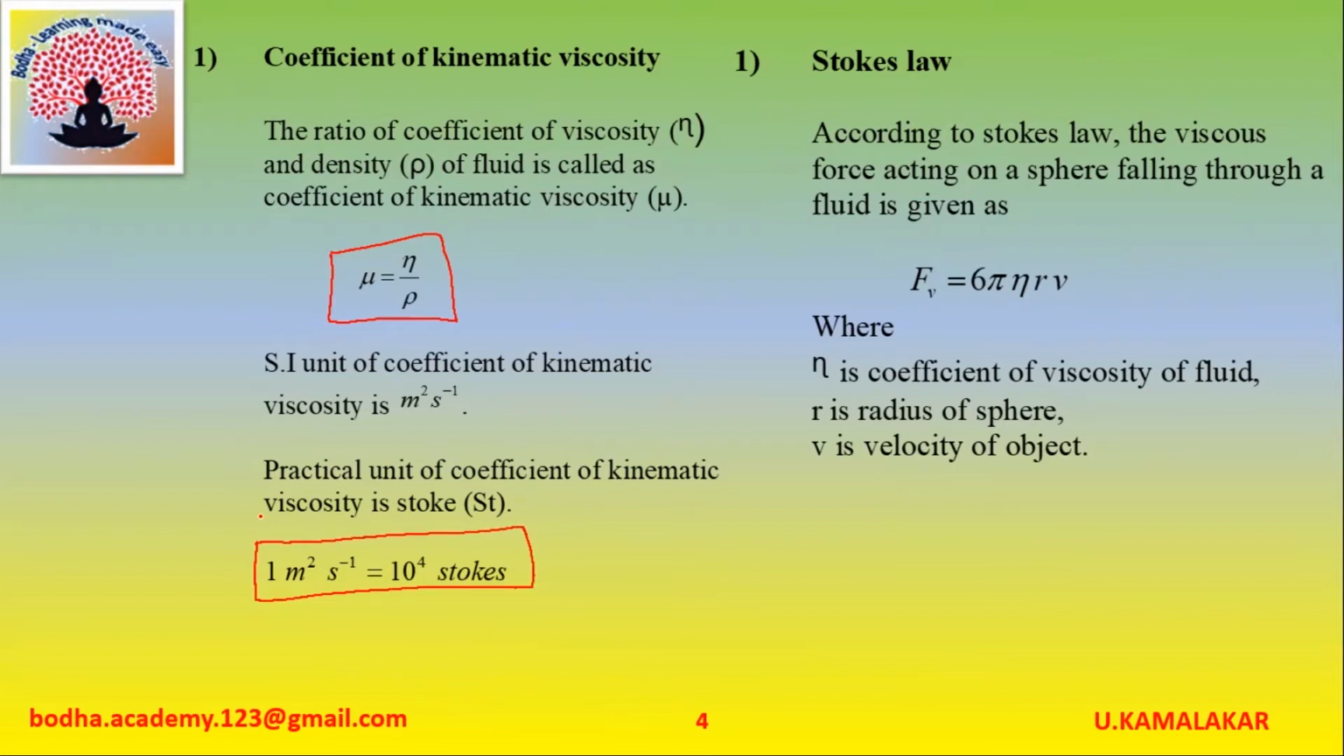Next topic, Stokes law. According to Stokes law, the viscous force acting on a sphere falling through a fluid is given as F is equal to 6 pi eta R v, where eta is coefficient of viscosity of fluid, R is radius of sphere, v is velocity of object. 6 pi is proportionality constant.